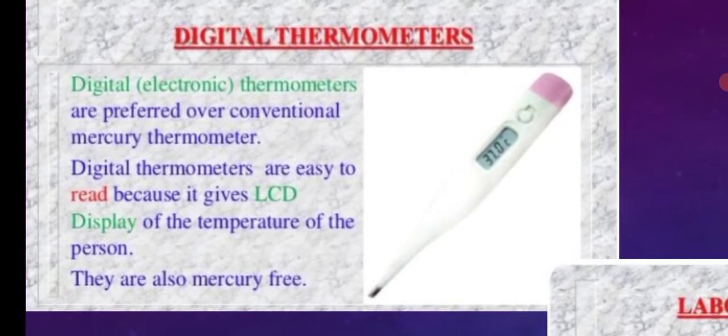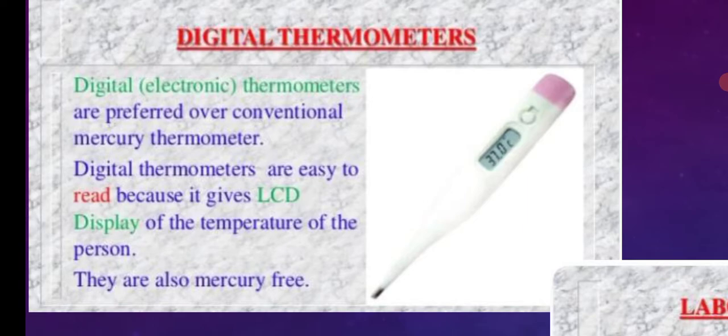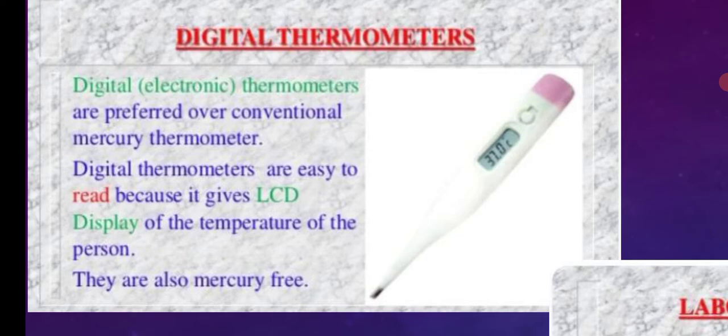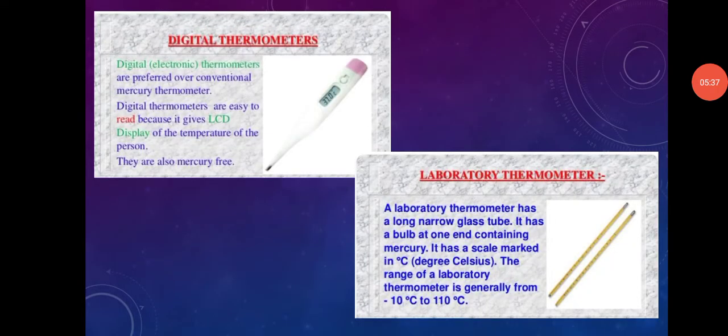After that, the digital thermometer. We know that mercury is toxic in nature. If a thermometer breaks, it is difficult to dispose of the mercury. So nowadays mercury thermometers are being replaced by the digital thermometer, which does not use mercury. Students, a digital thermometer does not contain mercury, and in the digital thermometer we can easily read the temperature.